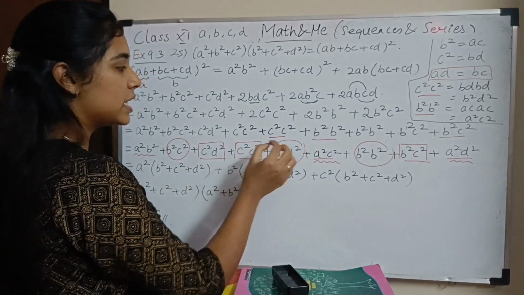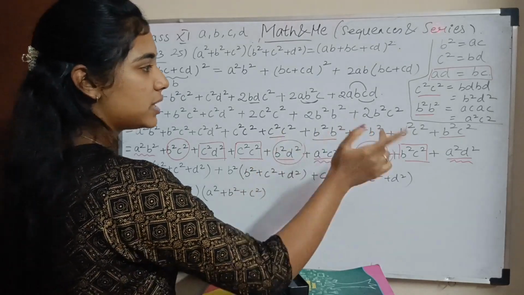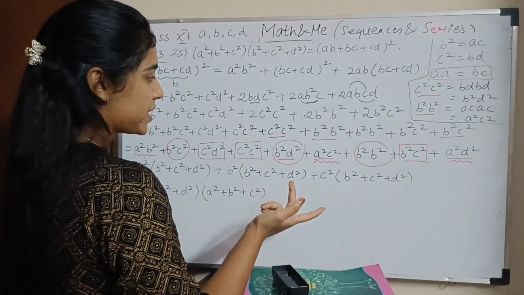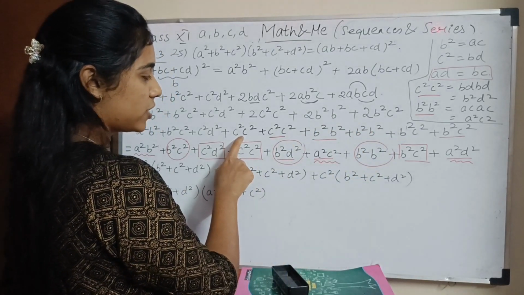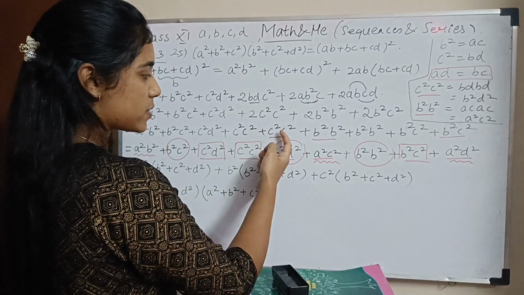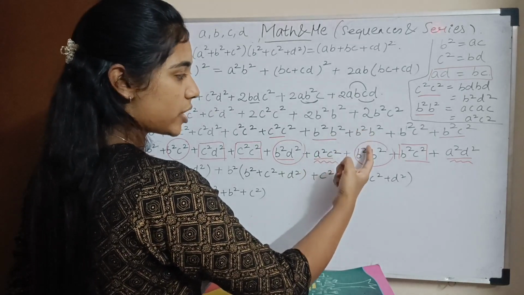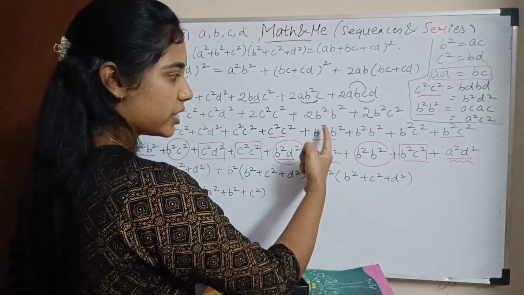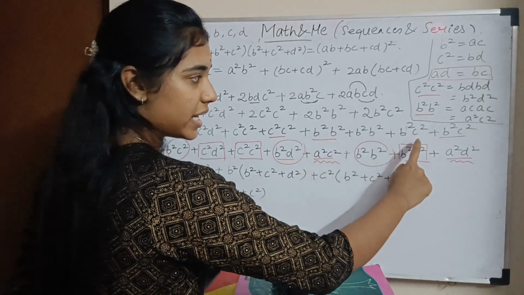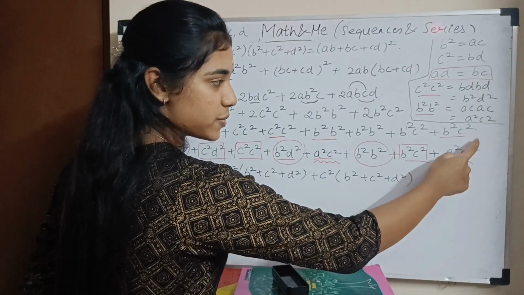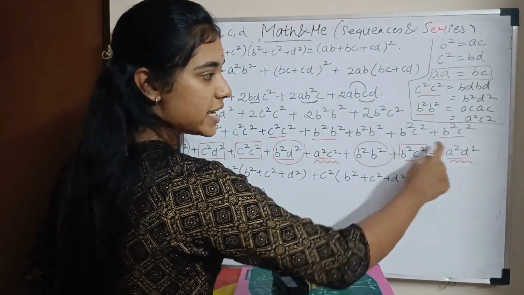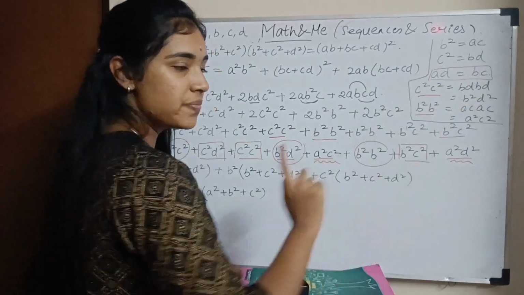I don't want the 2, so I split it. Wherever there are doubles, I'm trying to change them. So I have c square here and here. So I change one c square. Again I have b square here and here. So I am trying to change one of the b squares to something else. Here again I have b square c square. So this b square c square is a square d square. Using these relations I am changing.